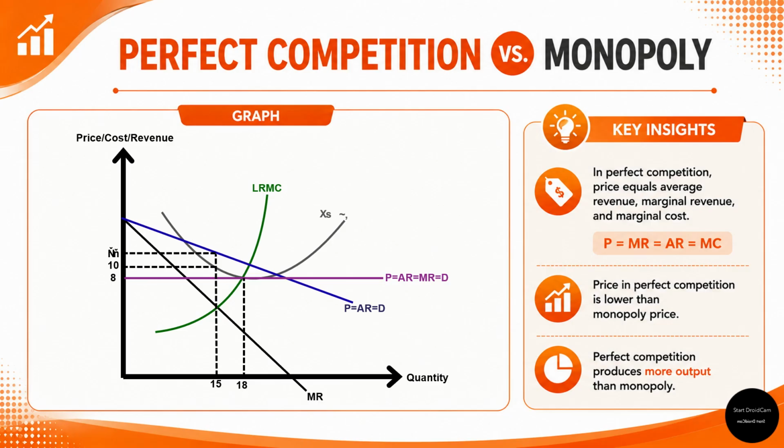So, what can we conclude? Under perfect competition, P equals MR equals AR equals MC. Compared with monopoly, perfect competition generally results in a lower price and a higher quantity of output. The monopoly restricts output and charges a higher price because it possesses market power.